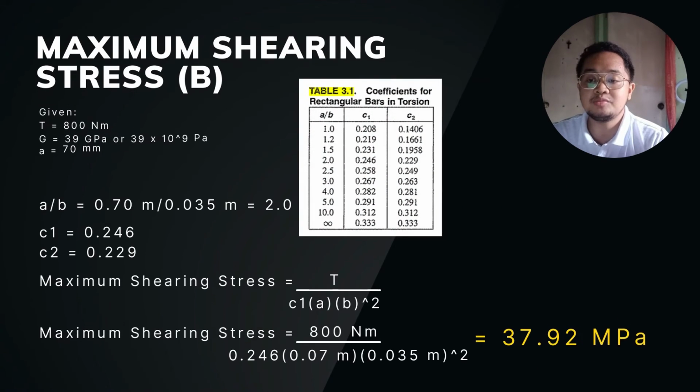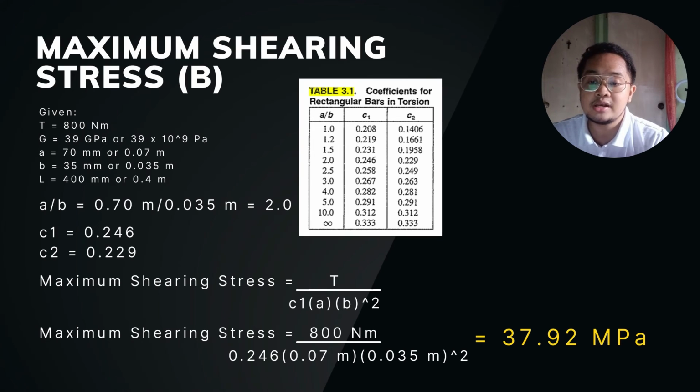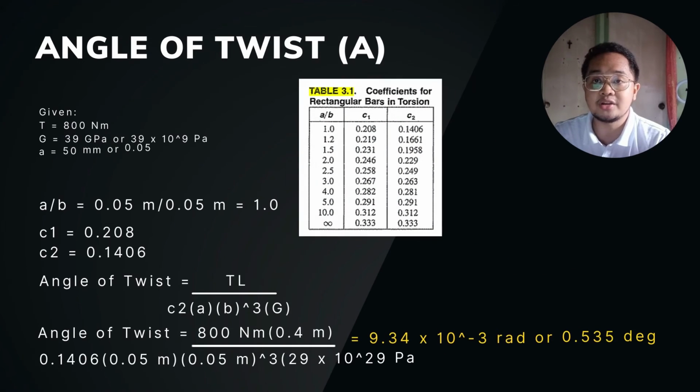Next to calculate is the maximum shearing stress of the cold-rolled yellow brass bar figure B. The ratio of A and B is 0.07 meters divided by 0.035 meters, that is equal to 2.0. Again, from the table, 2.0 has C1 equals 0.246 and C2 equals 0.229. Substituting the values to our formula, we get 37.92 megapascals. Therefore, the cold-rolled yellow brass bar figure B has a maximum shearing stress of 37.92 megapascals. Let's move forward to the second part of the problem.